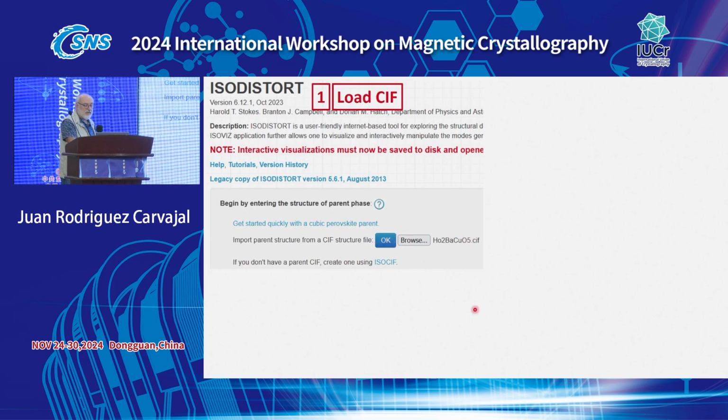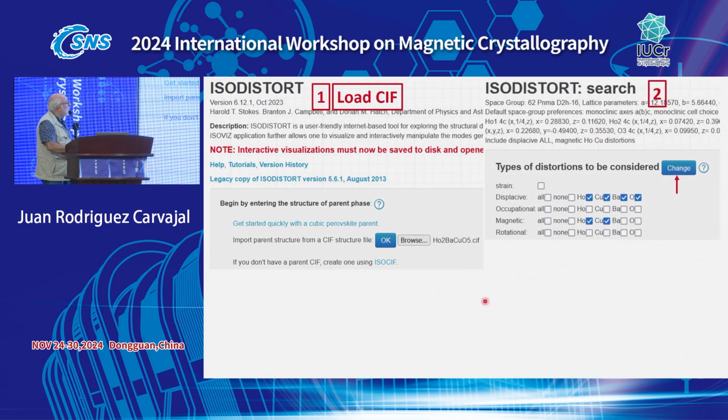You say OK, and then after that, the program shows you another dialog, and you have to put, for example, displacive: holmium, copper, barium, oxygen. All the atoms may experience displacive modes, and only magnetic is holmium and copper. I remove here this strain because there is nothing special here. And you have to click here before going further.